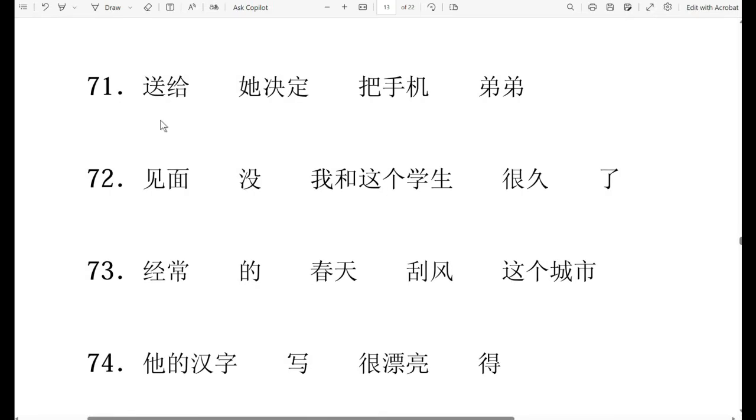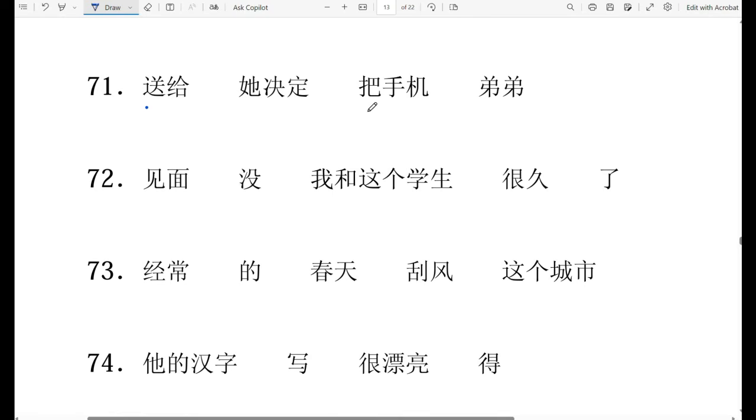So first of all, let's read each individual word to see if we know the meaning of everything. The first item is 送给, so to give, to gift someone something. So it is a verb. Then 她决定, she decided or she decides. So that is a second verb. So of course, we can already imagine that the sentence will say something like she decided to do something.